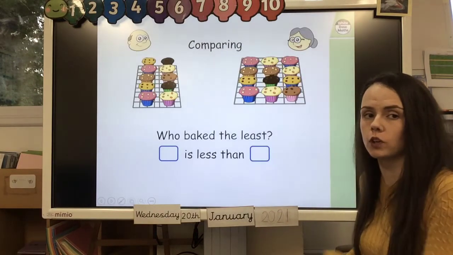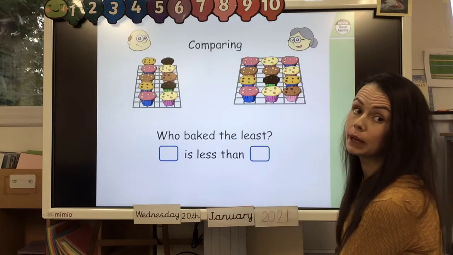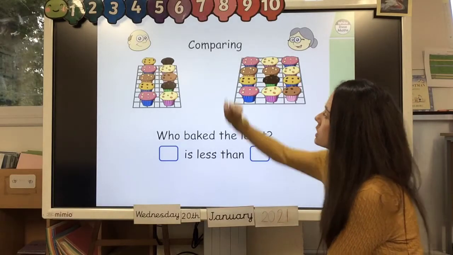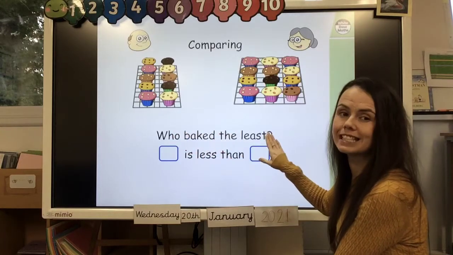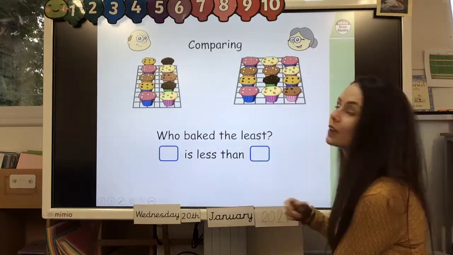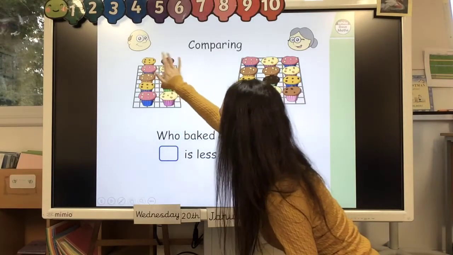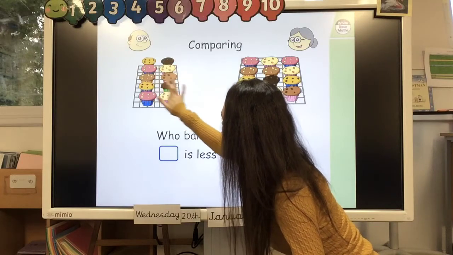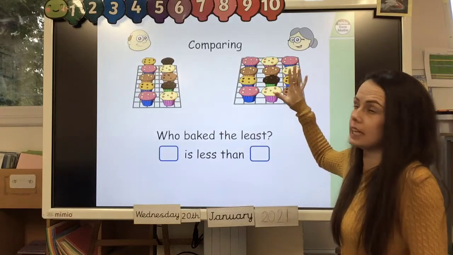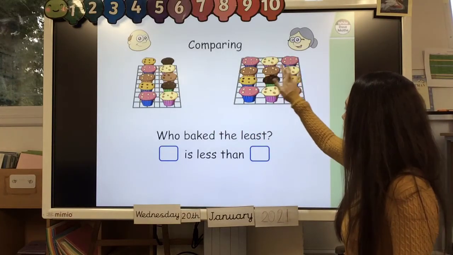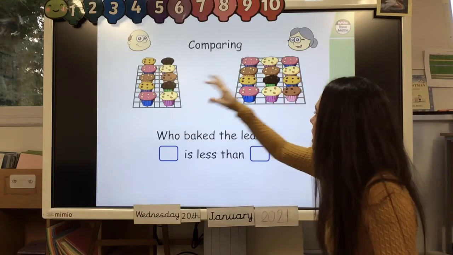Now here we've got some more cakes, or lots more cakes. Now they've been baking and we have got cupcakes here, cupcakes here. And it says, who baked the least? Now the least means the smallest number. Who baked the least? So we've got, let's count. We've got 1, 2, 3, 4, 5, 6, 7, 8, 9, 10. 10 here. How many is here? 1, 2, 3, 4, 5, 6, 7, 8, 9, 10, 11, 12. So 10 and 12.